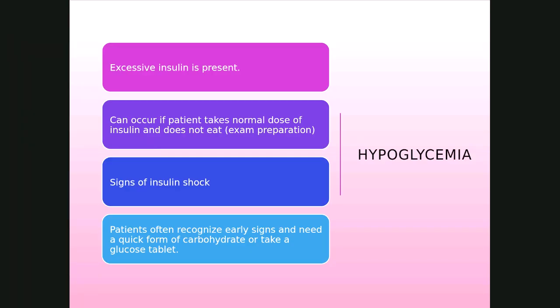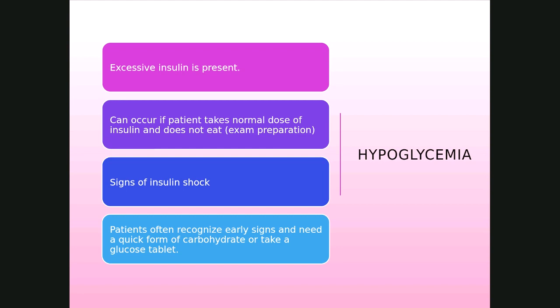Diabetic patients can either experience hypo or hyperglycemia. If we start with hypoglycemia, hypo implies low. So hypoglycemia is where there's excessive insulin present in the body. This can happen if a patient takes their normal dose of insulin and does not eat because they have an exam preparation that they're doing. So if they don't eat, but they still take their insulin, then there's not enough food to act on the insulin, so they have excessive insulin present in their blood.